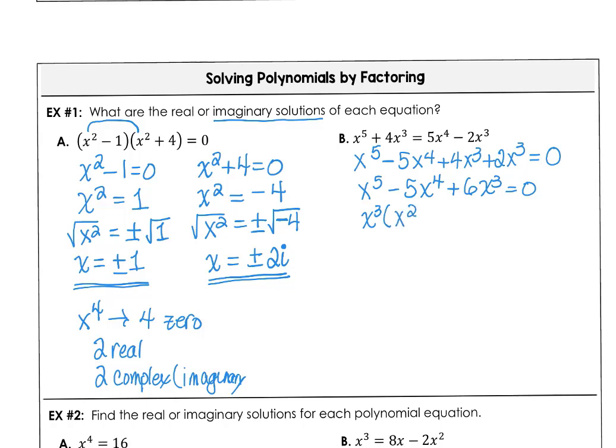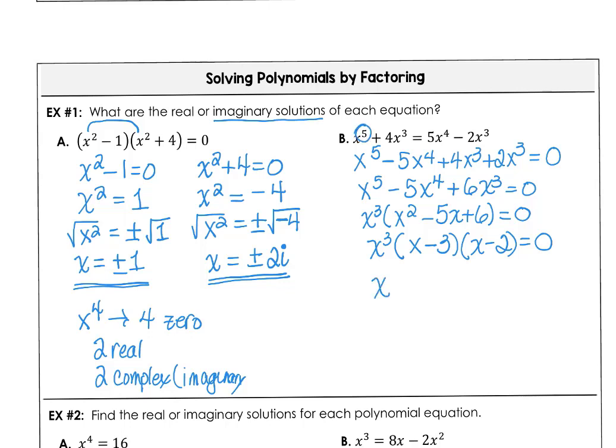That leaves us a trinomial, a quadratic trinomial that has 2 linear factors. If we have factors of 6 that add to give us -5 in the middle, those factors would be x minus 3 and x minus 2. So we have 5 solutions.